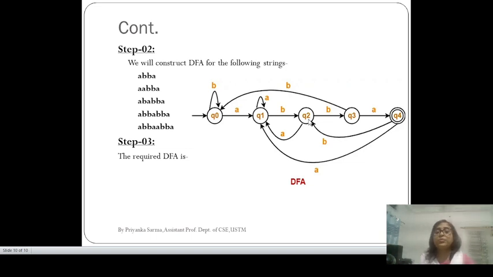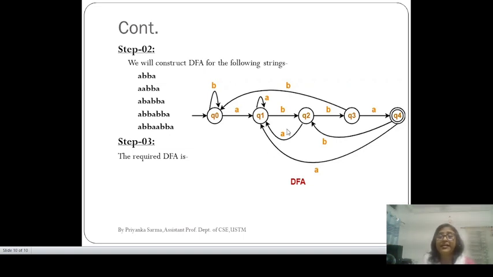Similarly, Q2 can move to its next state Q3 after accepting input alphabet B, and Q2 can move to Q1 after accepting input alphabet A. From Q3 we can move to Q4 after accepting input alphabet A, and from Q3 we can move back to Q0 after accepting input alphabet B. For Q4, the final state, we can move from Q4 to Q2 after accepting B, and from Q4 to Q1 after accepting A.